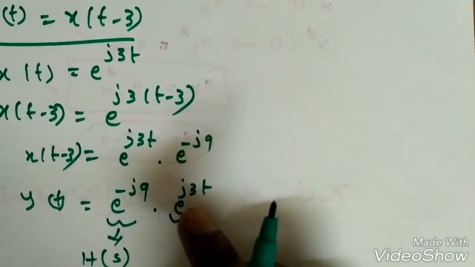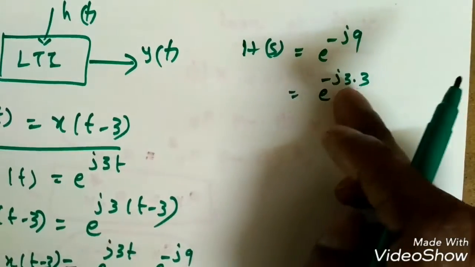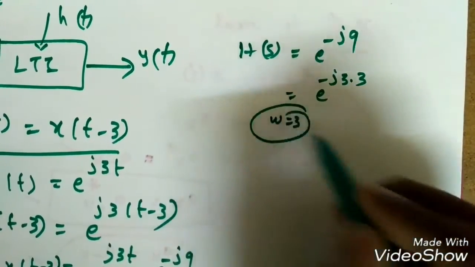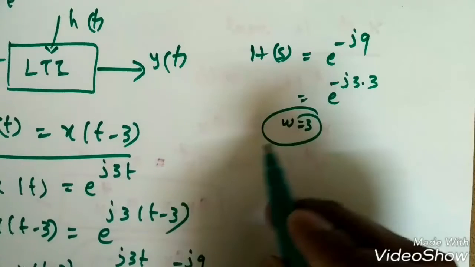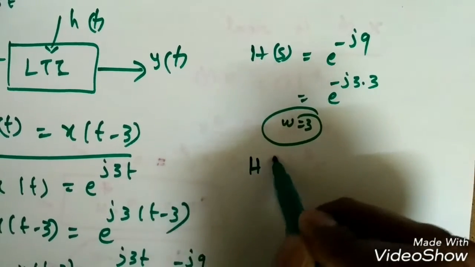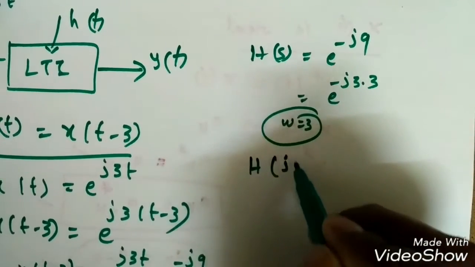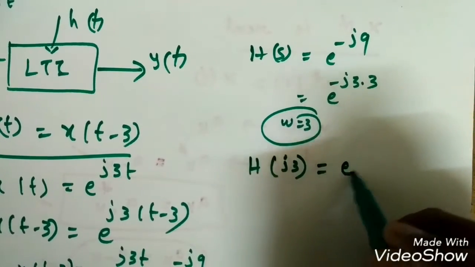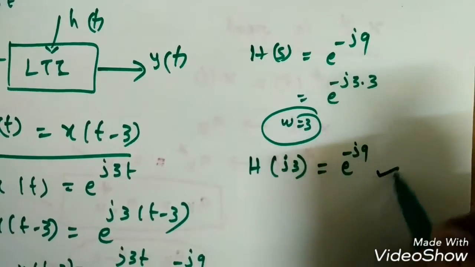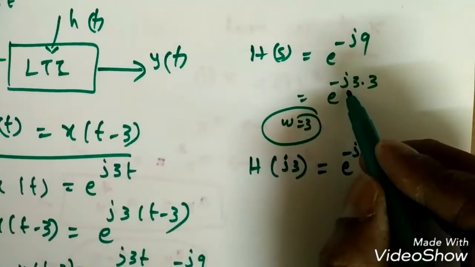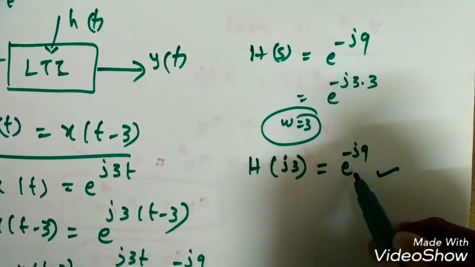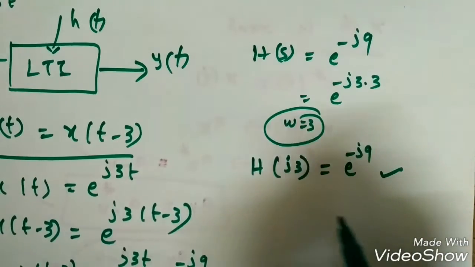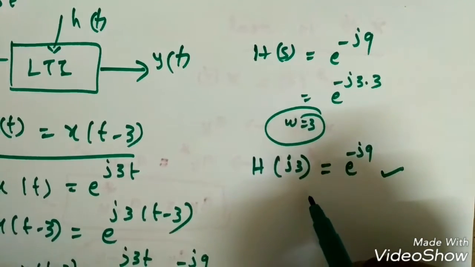So from x of t is e power j into 3t, we get e power minus j into 3. So s is equal to j omega, so omega equal to 3. Now we got omega equal to 3. So this can be written as h of j omega with omega equal to 3. So h of j3 is nothing but e power minus j9, right? So this is the h of j3.